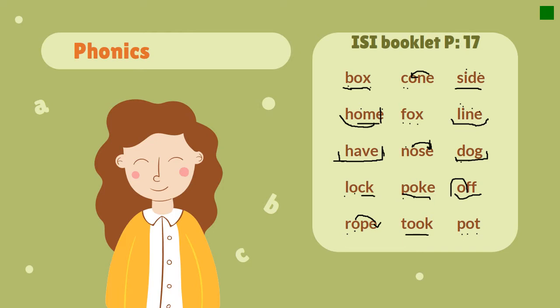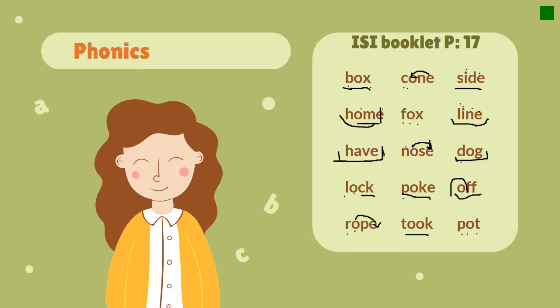Here we have the word dog. Dog with the short O sound. Off. Off. It also has the short O sound. And finally we have the word pot. Pot with the short O sound.